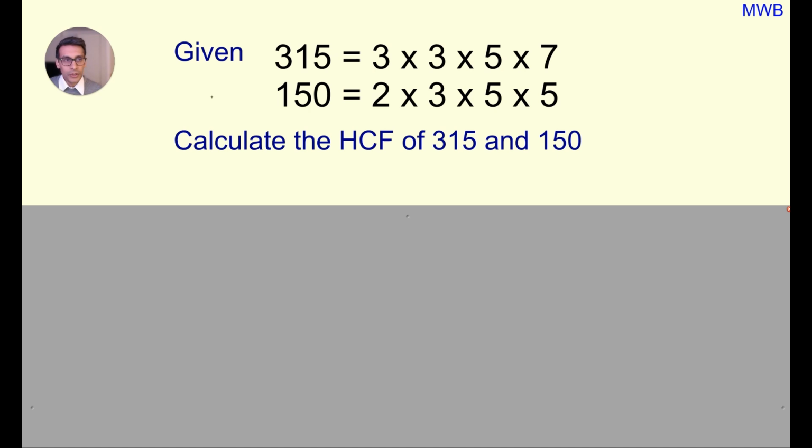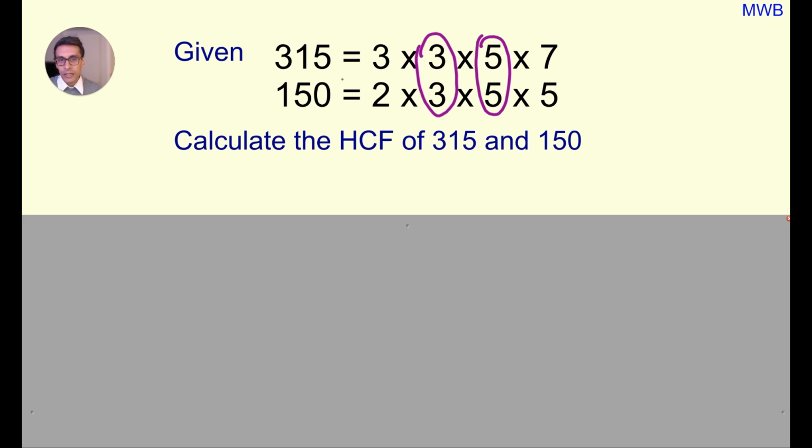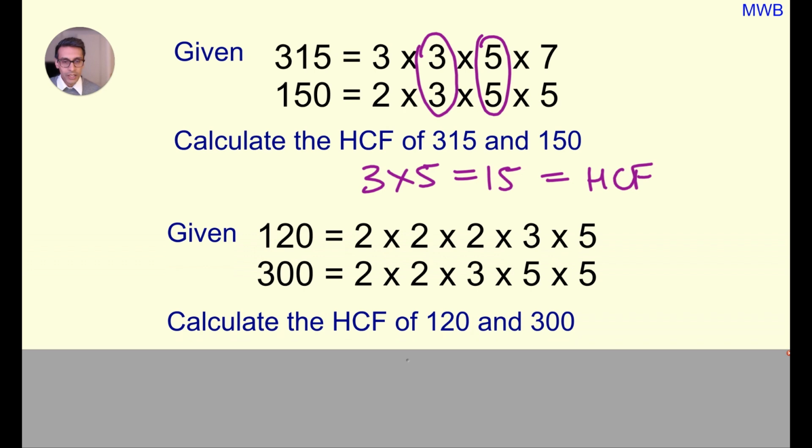So let's try another example here. Pause the video, try this. What's the highest common factor of 315 and 150? Okay, I'm going to now show you the answer. So we're going to find things that are common to both. So 3 is common to both. So 3 goes into 315 and 150. You can also see 5 is common to both. There's nothing else that matches between all three. So this is telling us that 3 times 5, which is 15, is the highest common factor of 315 and 150.